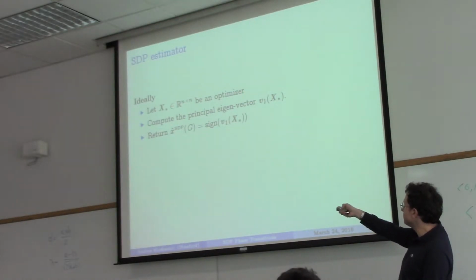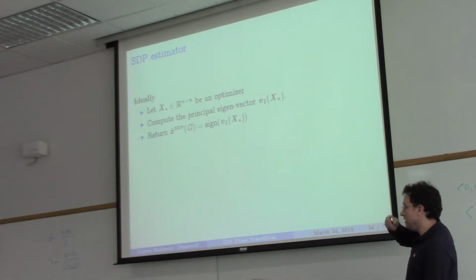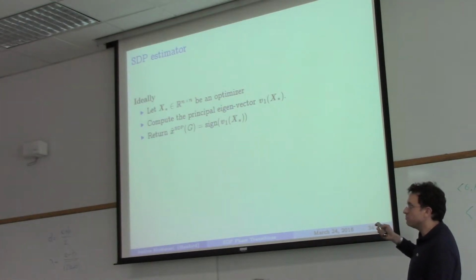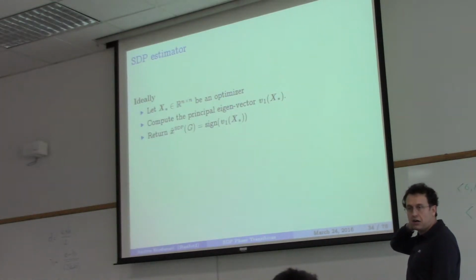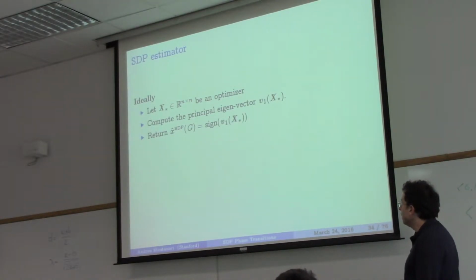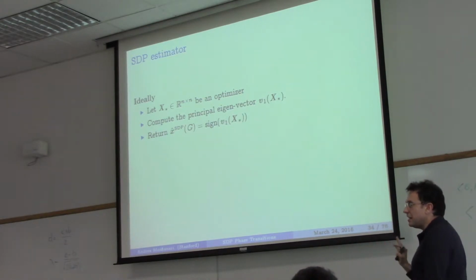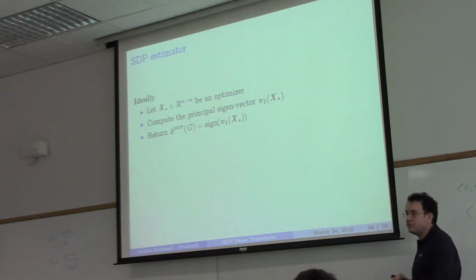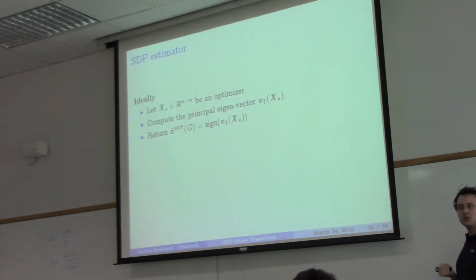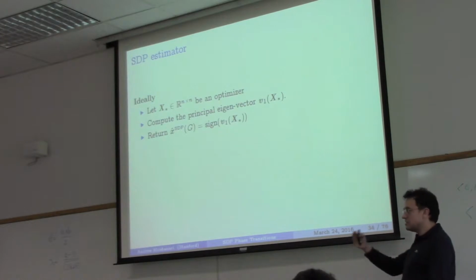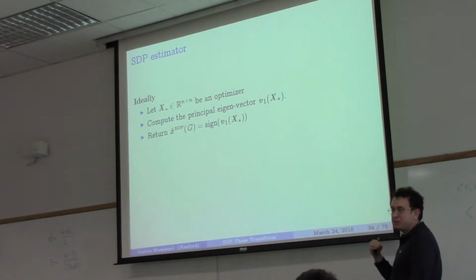You take the solution of the SDP, x star, any optimizer. Then you compute the principal eigenvector of x star, and then you take the sign of that principal eigenvector. Both empirically and heuristically, we have calculations showing this is the best thing to do. So this is a two-stage procedure in which you first solve the SDP, and then you do principal component analysis on top of the SDP.